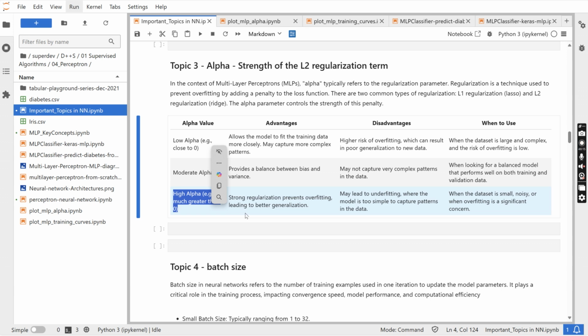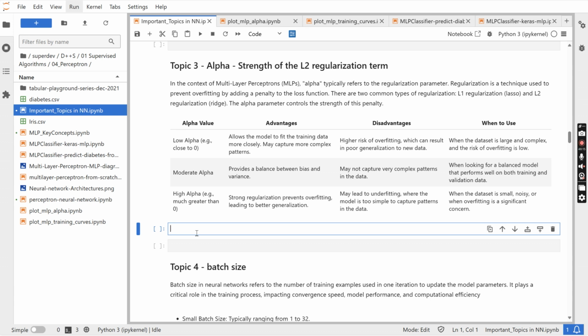If you set a high alpha, that means you are adding very strong regularization. It will prevent overfitting, but it will suffer from underfitting. It may lead to better generalization as well, but sometimes it may do underfitting, when the model is too simple to capture patterns. Nothing but, see, what is this overfitting and underfitting?